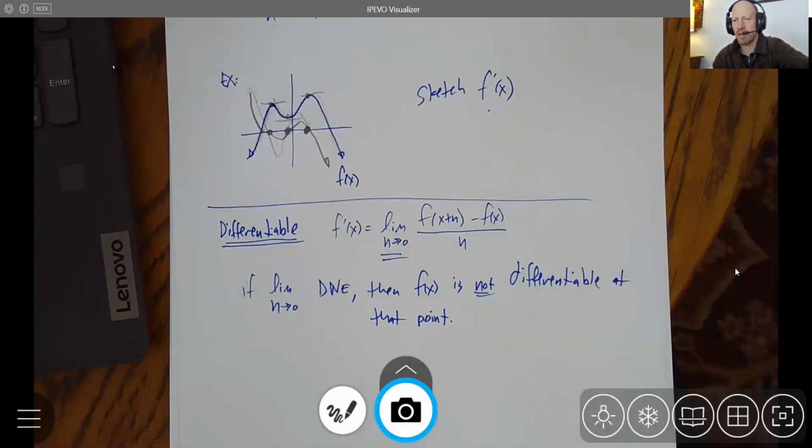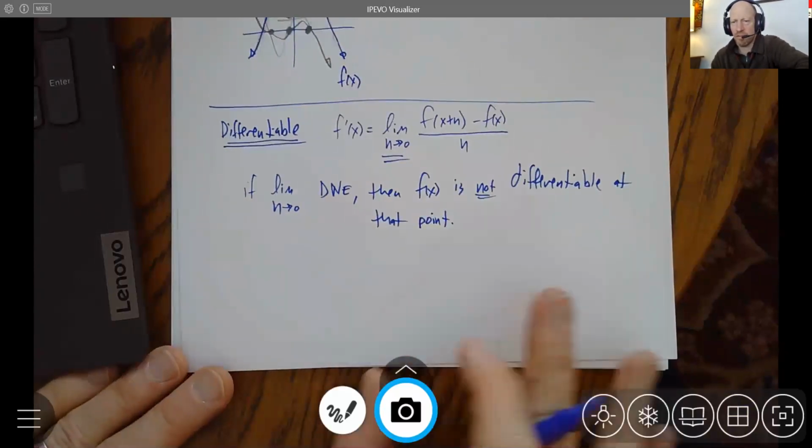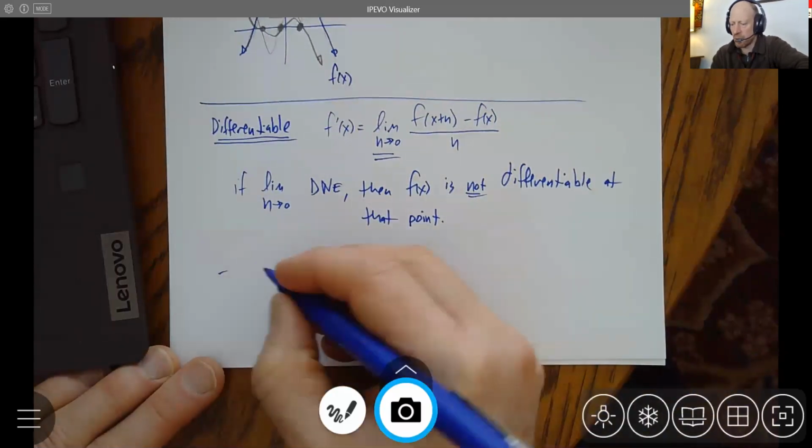Just like continuity, it's a pointwise property, meaning that a function can be differentiable at lots of spots, but then fail to be differentiable at some other spots, right? And those spots are each point. And so the question is, okay, well, when does it fail to be differentiable? And it turns out there's a couple of situations.